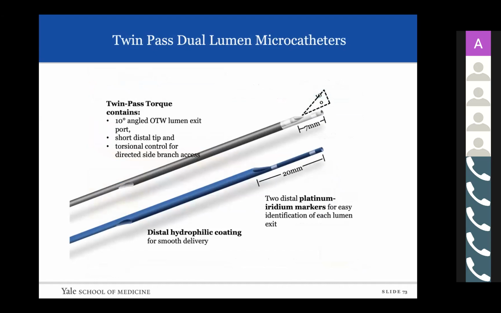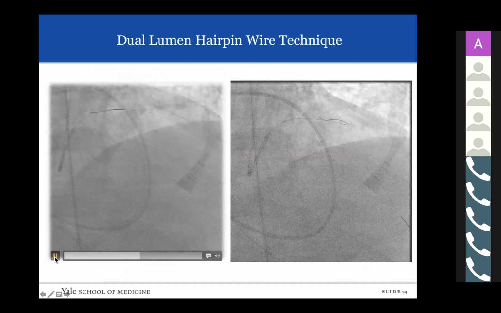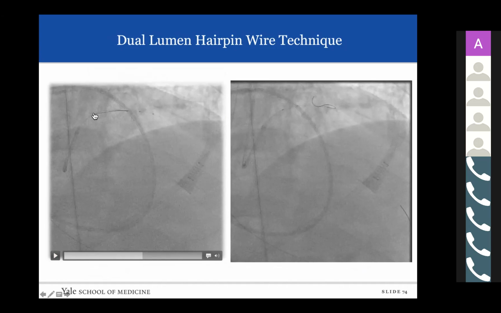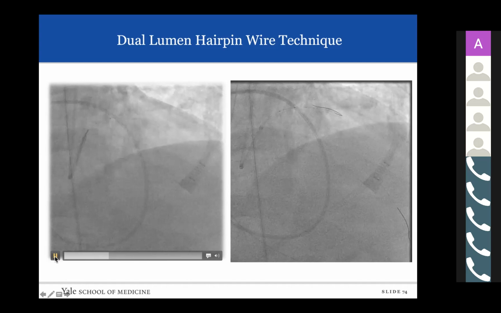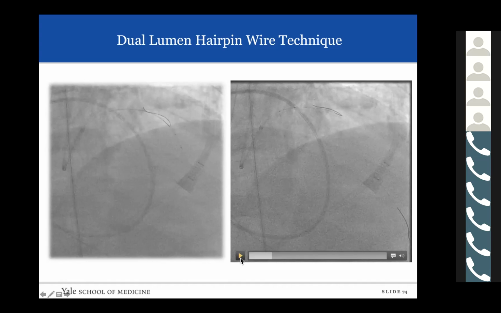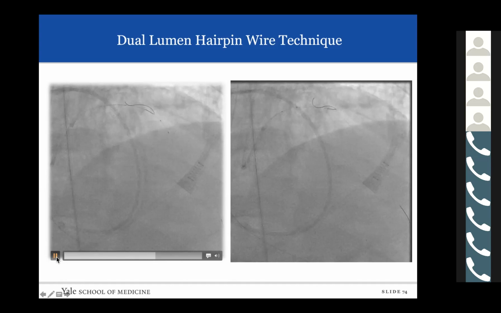So this is the hairpin wire technique. What we've done here is we've reversed a wire here and we're advancing it into the coronary artery. I'll start this back here. So this is a dual lumen microcatheter here. I'm having a hard time getting it to stop. I apologize. There we go. So there's the dual lumen microcatheter. Here's the exit port. Here's the wire bent backwards. This is tracking a wire that's way down in the distal LAD.